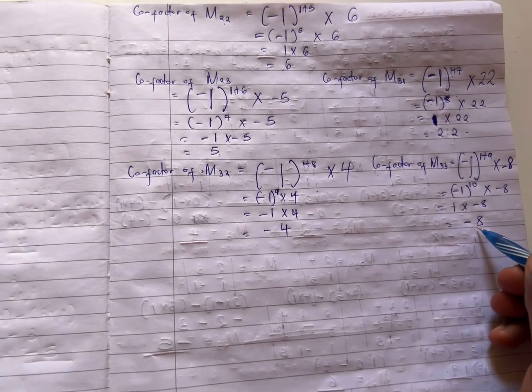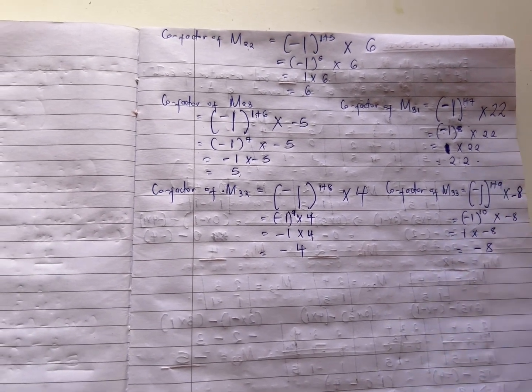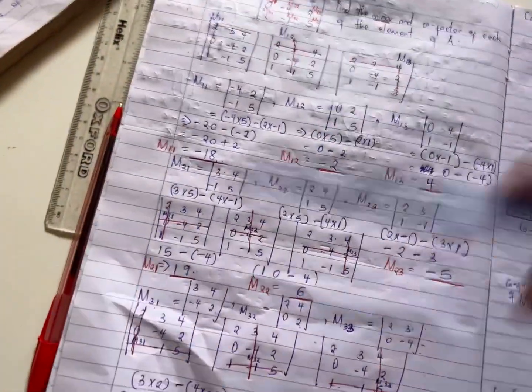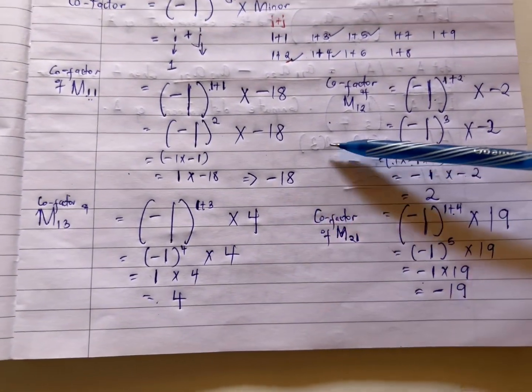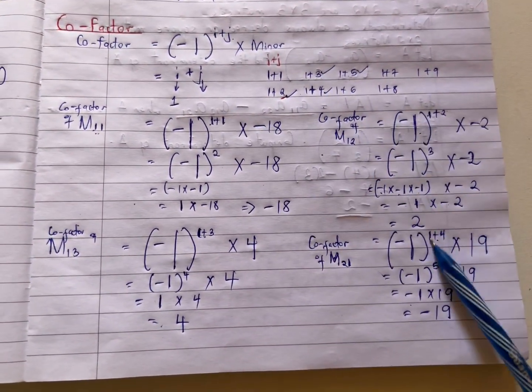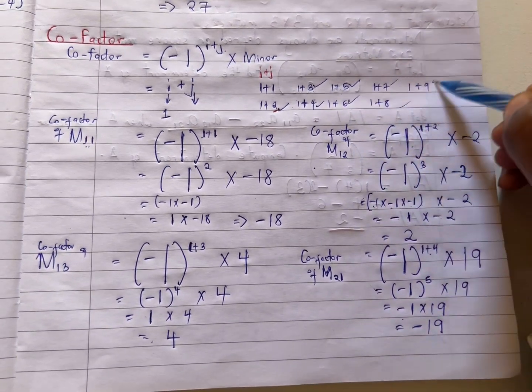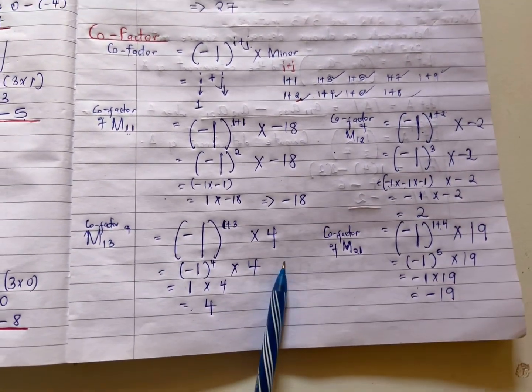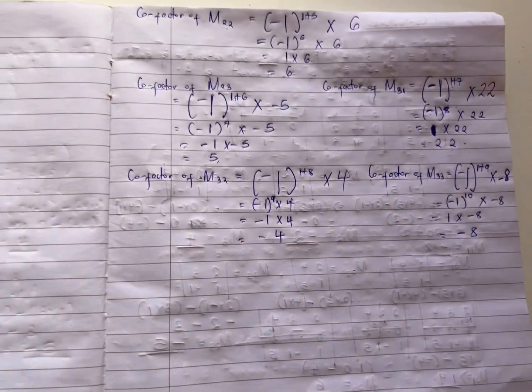And that is it. So we found the minors and cofactors of each of the elements of A. We started with the minors. You have to find the minors to find the cofactors of each element. We're done with all that. I hope you've understood. You can always be revising using this video.